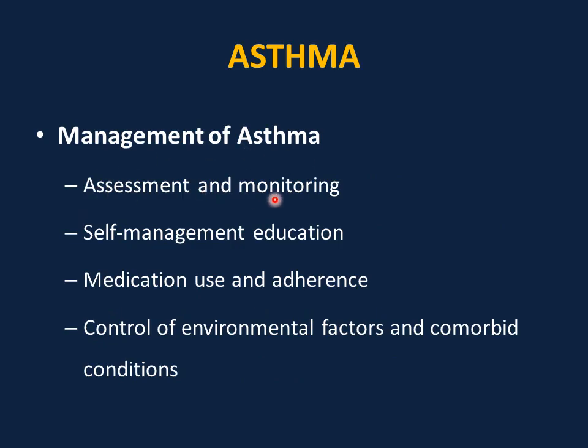General management of asthma: assessment and monitoring. You need to assess and classify how severe the asthma is by asking about day and night symptoms and symptoms associated with exercise. Self-management education: you need to teach the parents how to use the metered dose inhaler or dry powder inhaler, AeroChamber, or even a nebulizer. You need to watch how the child is using it, ensuring correct delivery of the medicine to the lung. Medication use and adherence: you need to teach them which medicine is used as needed and which medicine needs to be used all the time. So this is very important. Control environmental factors if there are any allergens and other associated medical conditions.